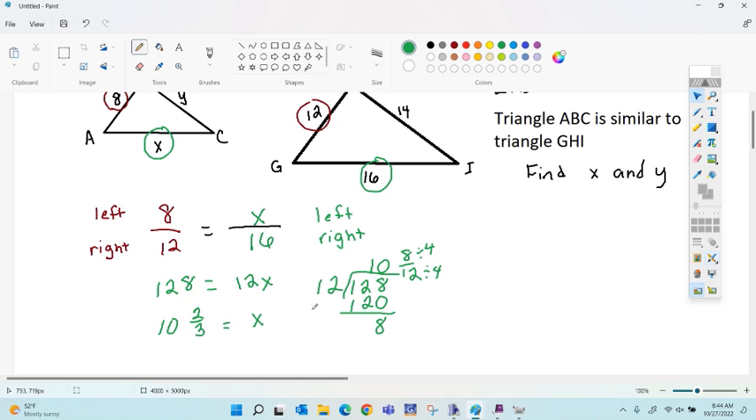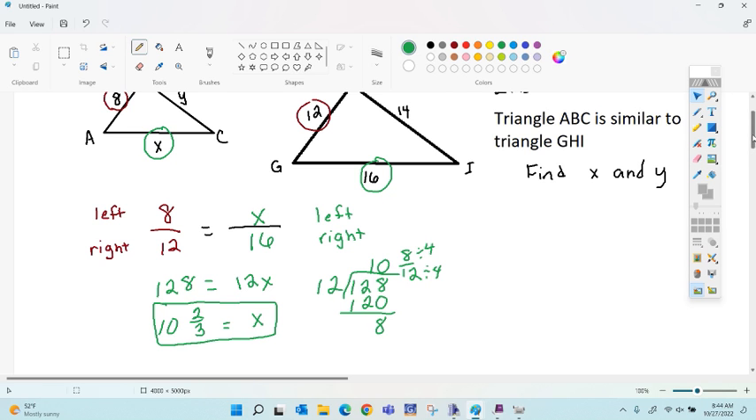So 10 and 2/3. 0.6 repeating is also a pretty common one. If you start seeing that on your calculator, that is always going to be 2/3. So 10 and 2/3 is your exact answer for that problem.